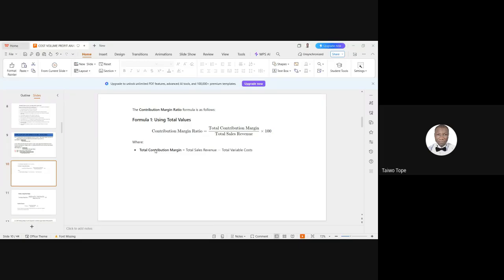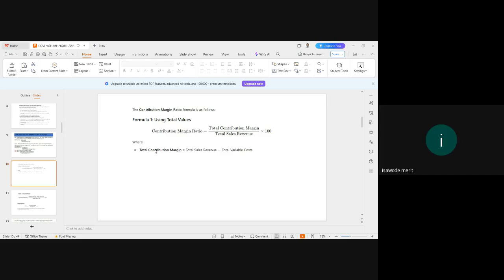But in some questions, where you are given the selling price per unit, and you've already determined your break-even point in units, and you are asked to determine break-even point in sales value, you just use your selling price and multiply it by the break-even point in units. You get the total break-even point in value.